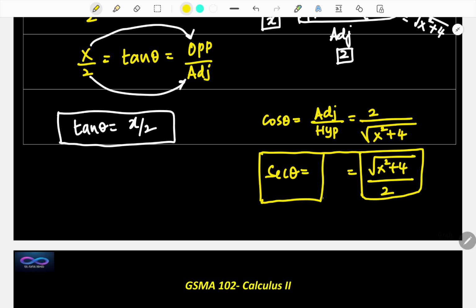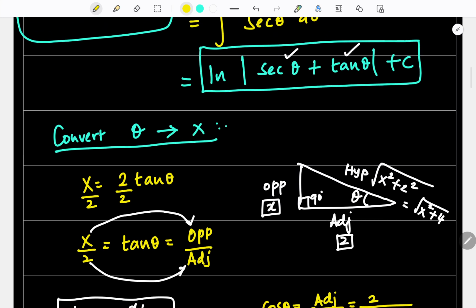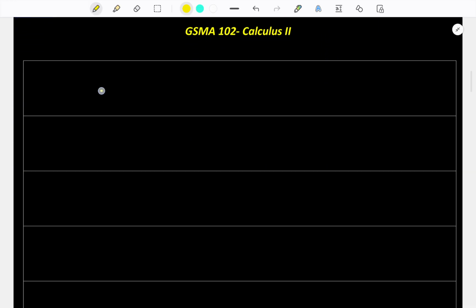So this is going to become your secant theta. Clear? So let me make a line here, make this equal. So secant theta, you're going to flip it. Okay. So secant theta, I will draw this line as a single line. Secant theta is this one. Right, so we got secant theta and we got tan theta. Let us put this in the answer. So this equals, what is your answer? Ln absolute value secant theta plus tan theta plus integrating constant c.